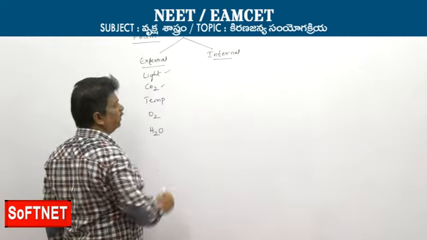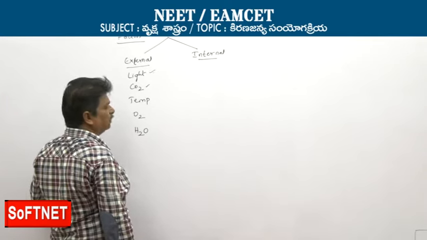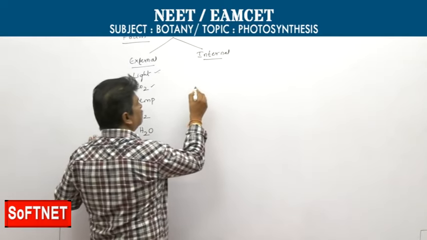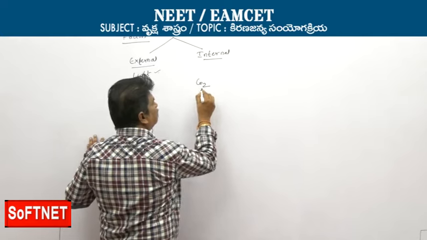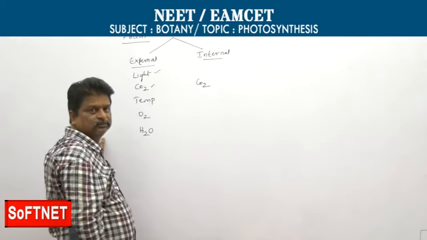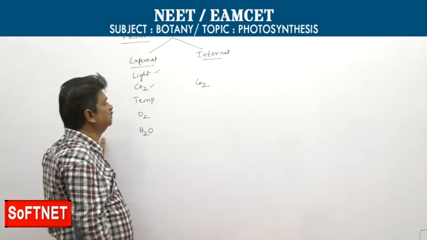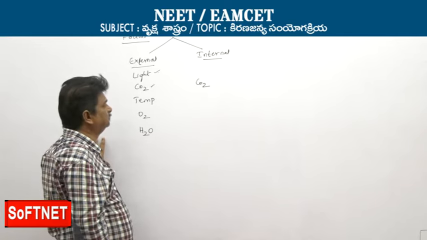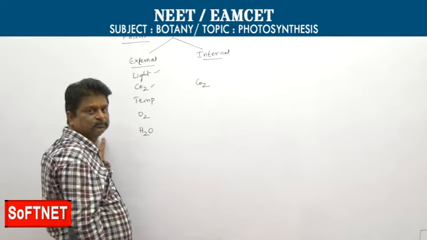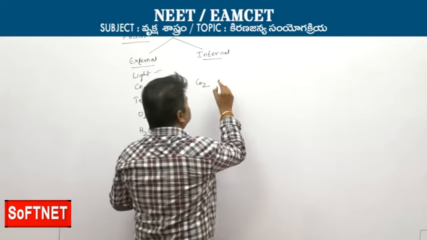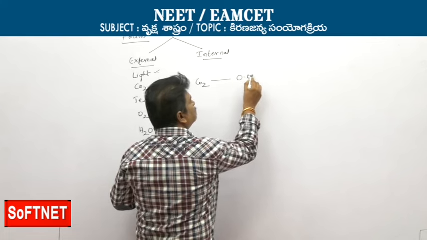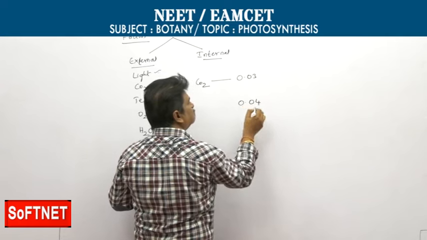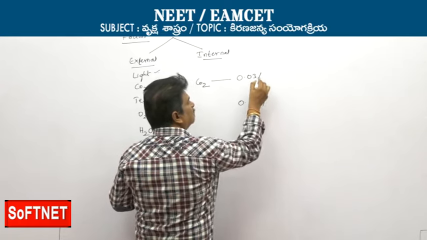Second one, carbon dioxide. Carbon dioxide also influences photosynthesis, and it is one of the raw materials for photosynthesis. In the dark reaction, carbon dioxide is reduced to carbohydrates, so it is essential for photosynthesis. The atmosphere contains 0.03% or 0.04% carbon dioxide.